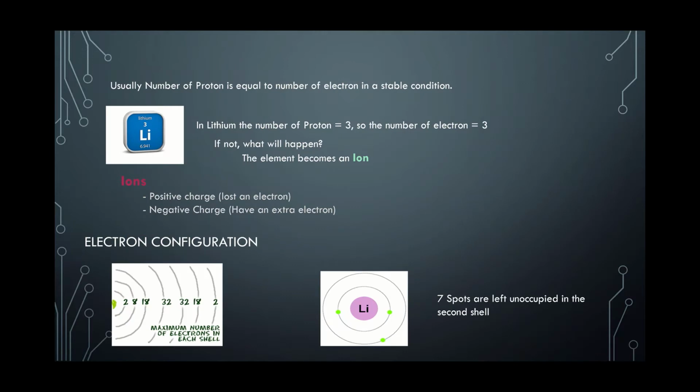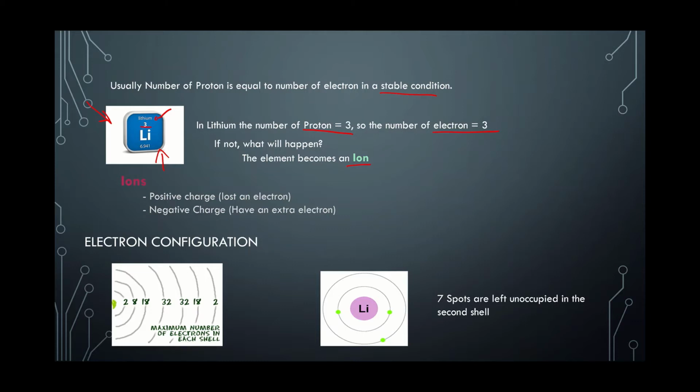So, in a stable condition, the number of protons must equal the number of electrons. To achieve the balance, they should be equal. Let's take lithium as an example. Lithium has an atomic number of 3. That means the number of protons is 3 and the number of electrons is 3. They should be equal. But if not, what will happen? Then this element becomes an ion.